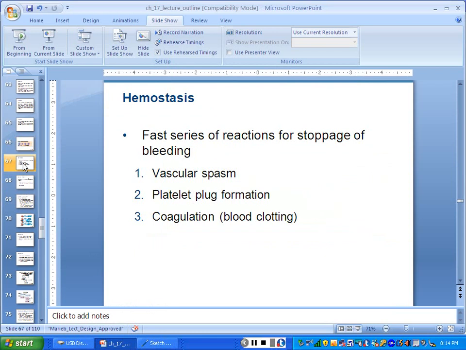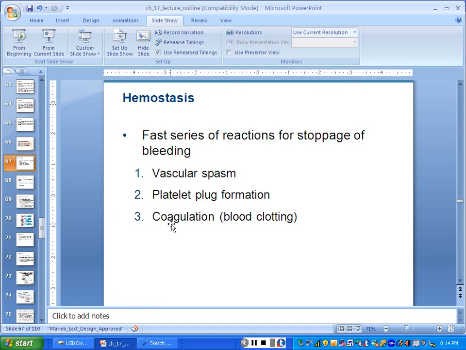So now we get to the fun part. This is what I'm going to give you for your listening pleasure. Hemostasis. Hemostasis means the slowing down of blood flow. That is not the same, guys, as clotting. Clotting is only one of the three processes that stops blood flow. It's the big one. It's the one that really puts a stop to it, but it is one of the three.